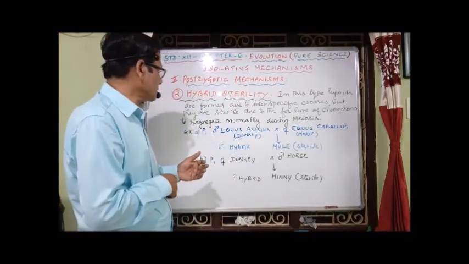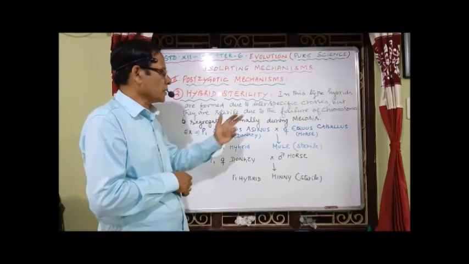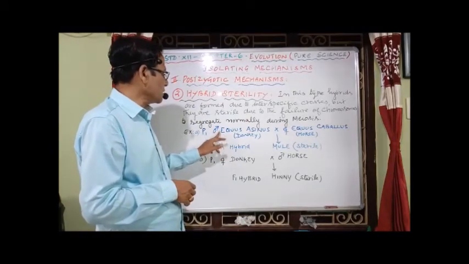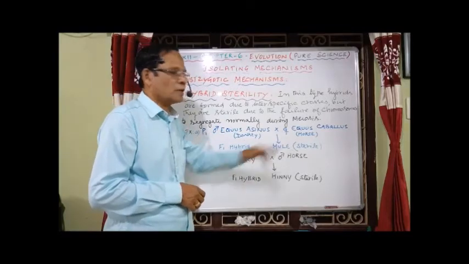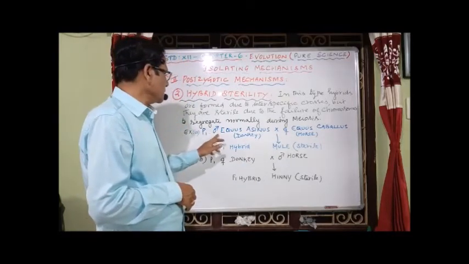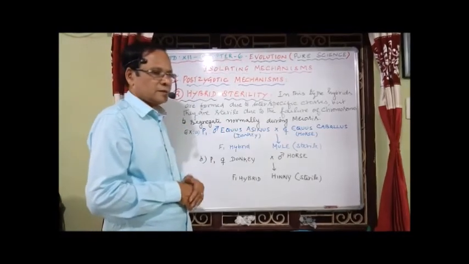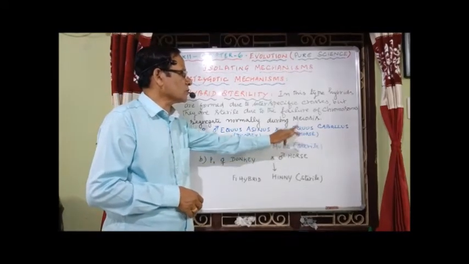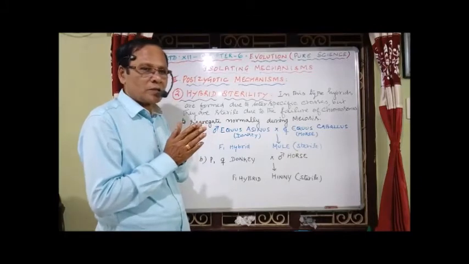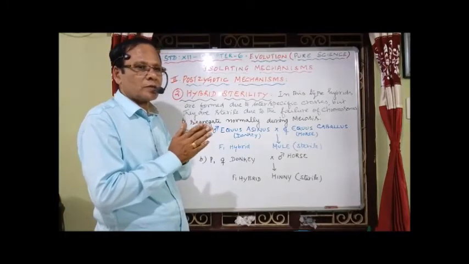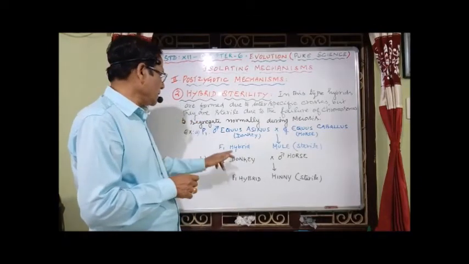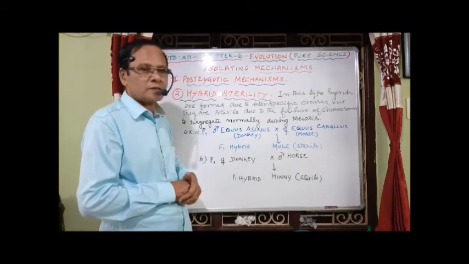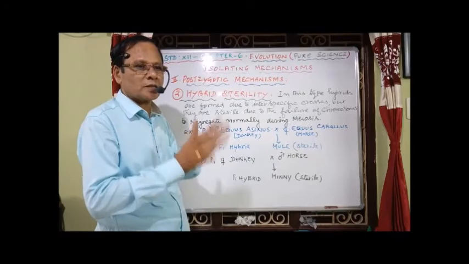Now here is an example, a cross between a donkey and a horse. The first cross is between a male donkey and a female horse, the mare. Equus asinus is the binomial of the donkey, and Equus caballus is the horse. Both belong to the same genus but to different species. Now the F1 hybrid is formed. That F1 hybrid is the mule. That is sterile. This is called hybrid sterility.